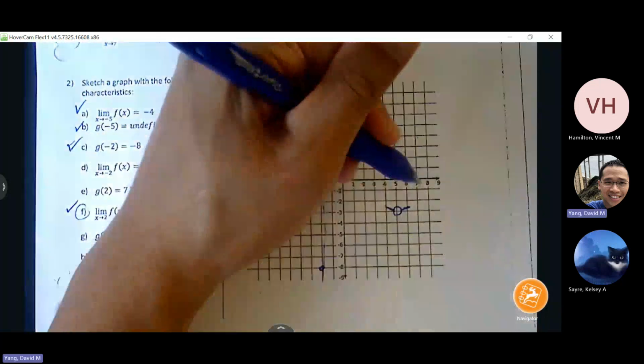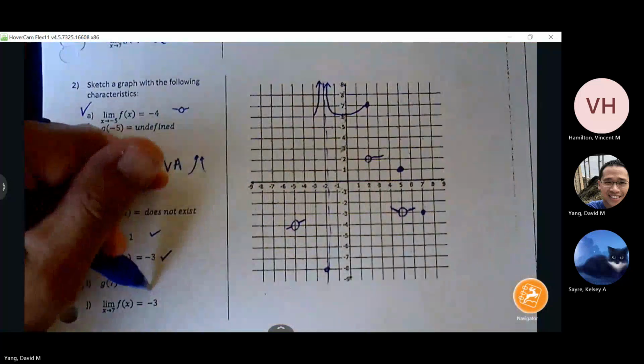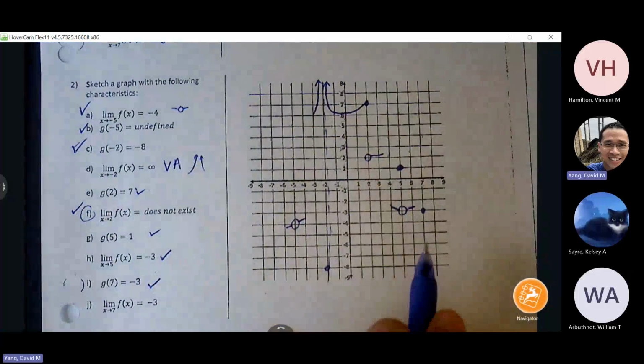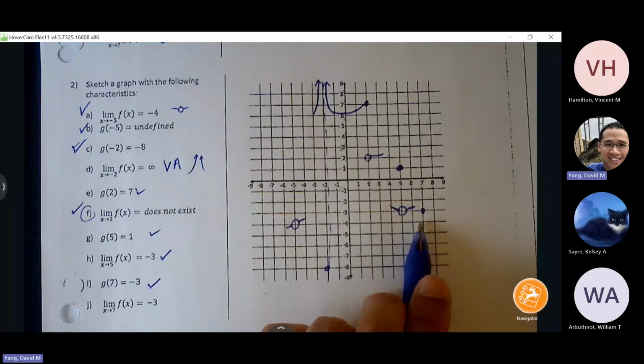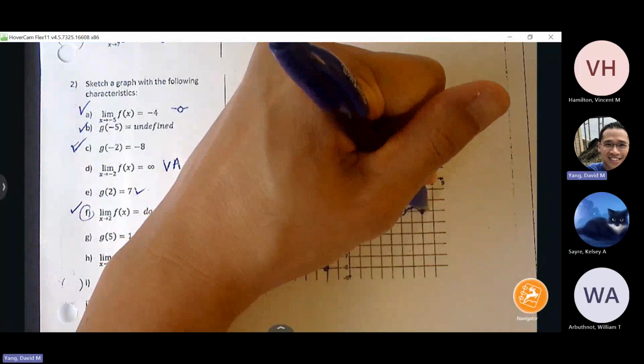G of 7 equals -3. Limit as x approaches 7 is also -3. So I'm just going to extend my graph both directions.